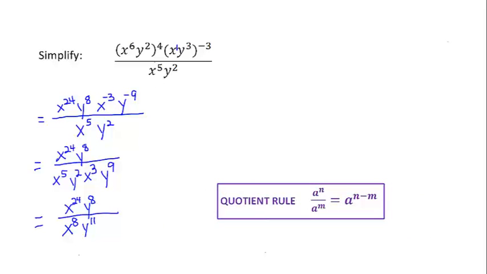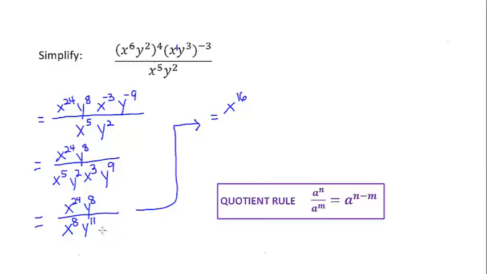The quotient rule tells us that if we have a base a raised to a power n divided by a base a raised to the power m, we can combine those bases by subtracting the exponents. So that's equal to a to the n minus m. Applying this rule here, let's take our expression, and we have x to the 24th over x to the 8th. Subtract the exponents, 24 minus 8, and that gives us x to the 16th power.